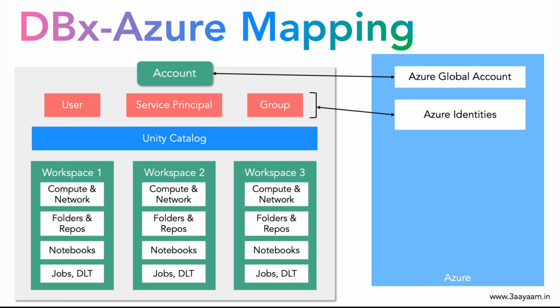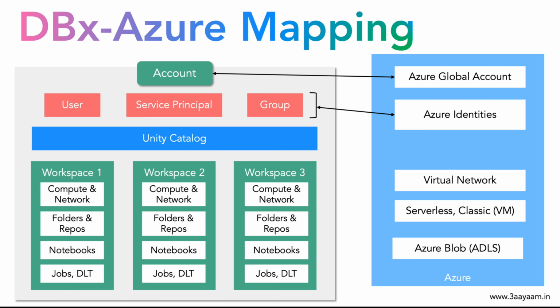Now Unity Catalog is different. We'll be creating Unity Catalog in Databricks, and that will use the blob storage to store metadata and all other information. Then in Azure, we have physical resources like the virtual network, the virtual machines or servers, and Azure blob storage. The network would be mapped to the virtual network, and the compute would be mapped to the Azure compute components. Likewise, folders, repos, notebooks, etc. will be stored in Azure blob storage. So this is how the mapping is done between Databricks and Azure.